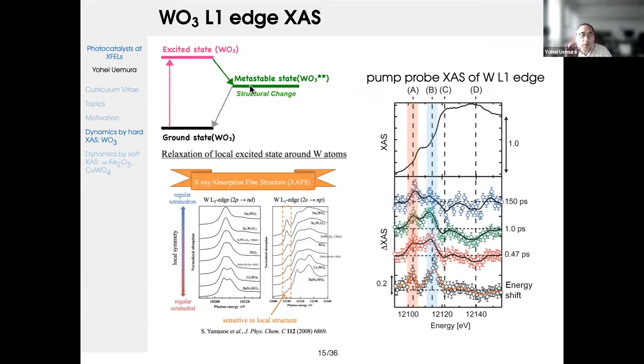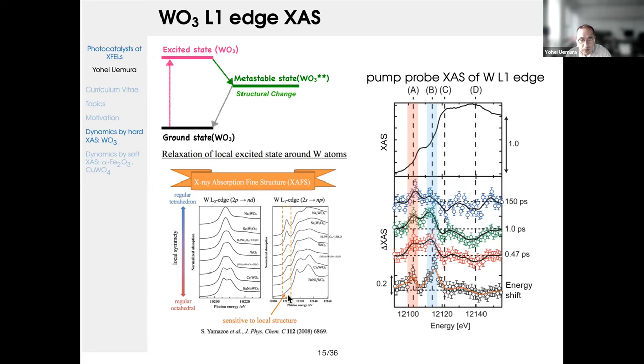So we believe that we found the metastable state, and that includes the structure change, but we didn't know exactly what kind of structure change happened. So we focused on the tungsten L1 edge, because tungsten L1 edge is very sensitive to the structure change compared to the tungsten L3 edge. For example, this is the comparison of the L1 edge XANES spectra of several tungsten compounds.